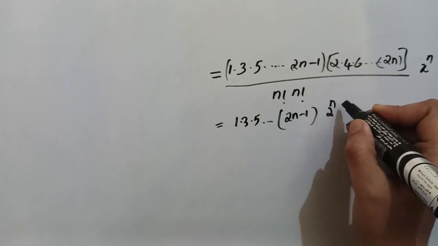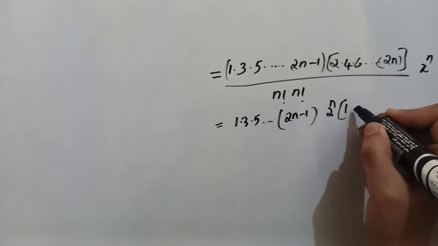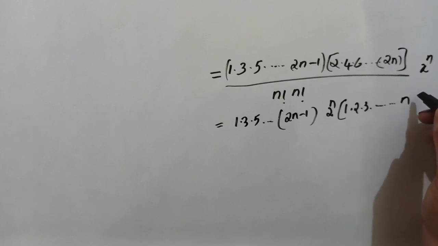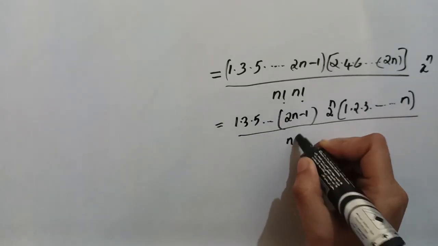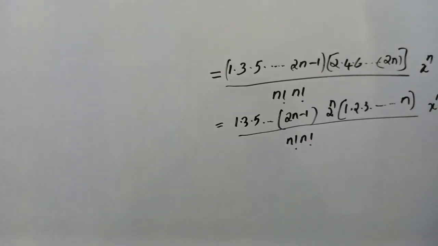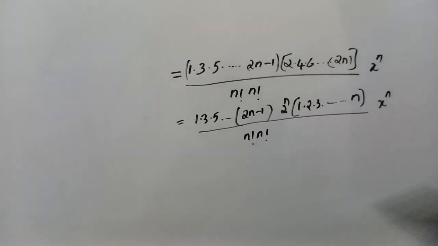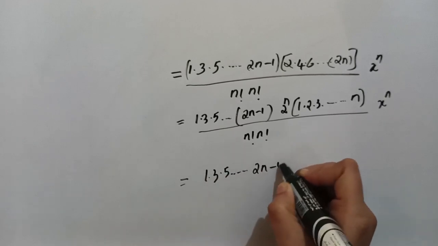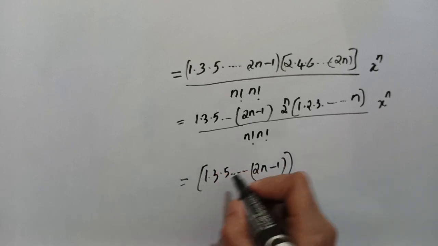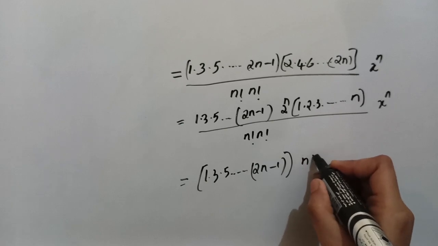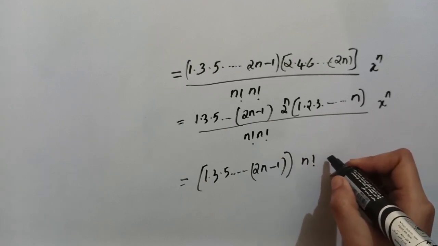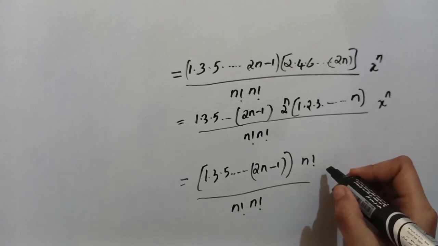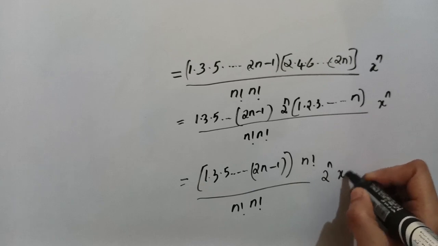We can take 2 raised to n outside: 1 into 2 into 3 into etc. into n divided by n factorial into n factorial x raised to n, which is equal to 1 into 3 into 5 into etc. into 2n minus 1 into n factorial divided by n factorial into n factorial, 2 raised to n x raised to n.